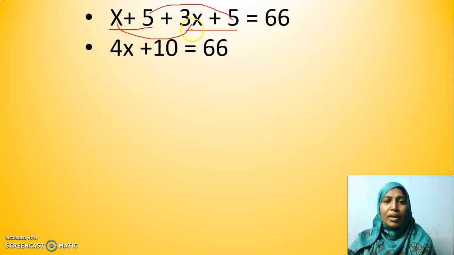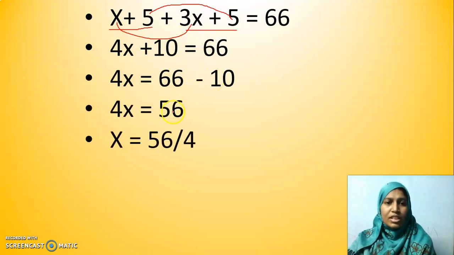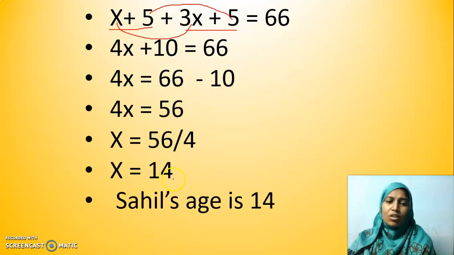You should not combine this elephant with rose. Don't make such an error. Okay. 4x is equal to 66 plus 10 will get transposed to minus 10 and you will get 56. And these are all very simple, same procedure, and you will get x is equal to 14. So Shalini's age is 14.